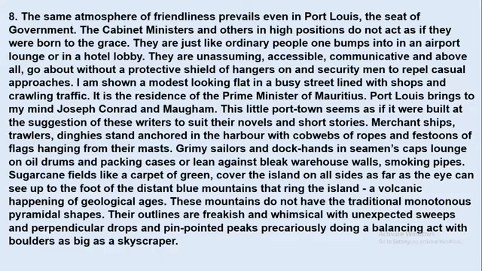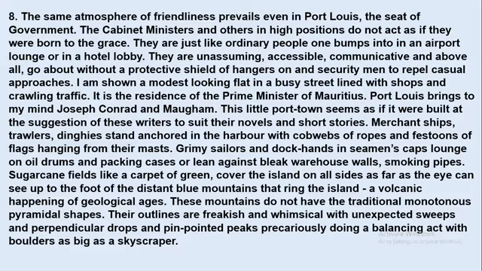He says that we have merchant ships, trawlers, and dinghies standing anchored in the harbor. These are different kinds of boats with different styles, all lined up in the harbor, with cobwebs of ropes, with nets and all, and the flags which are there. So he says that he used to just read the novels and the stories. Now he is able to see that in front of him, and he is so happy to remember all the stories which he had read before. Then he says he also finds the grimy sailors and dock hands, the seamen's caps, launches and oil drums, and packing cases, or leaning against bleak warehouse walls, smoking pipes.